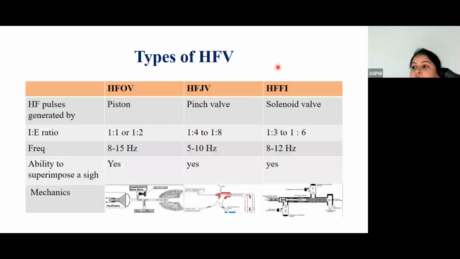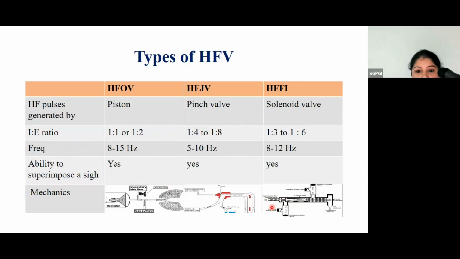So there are various types of high frequency ventilations. It can be oscillatory ventilation, jet ventilation, or there can be flow interrupters. The basic difference among the different types of high frequency ventilation lies in how the oscillations are being produced. In oscillatory ventilation, there is an electromagnetic piston, as we discussed, which generates the oscillations. In jet ventilation, there are basically bursts of gases which are propelled into the airway with the help of a pinch valve, and these oscillations enter through a narrow nozzle. And in the flow interrupters, there is a solenoid valve which produces the bursts of gases, and there's a flow interruption.